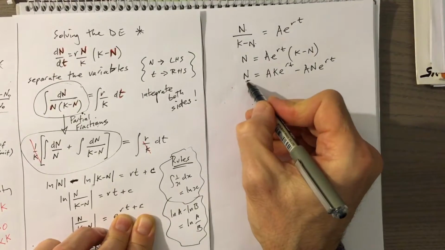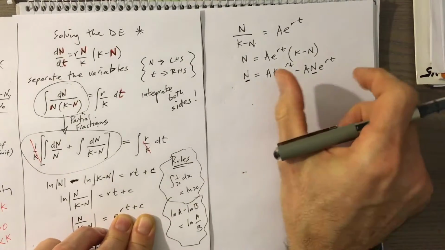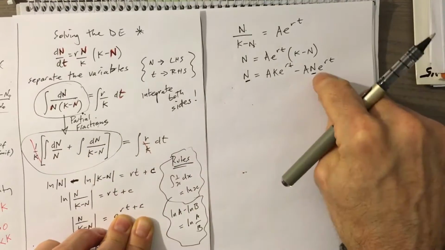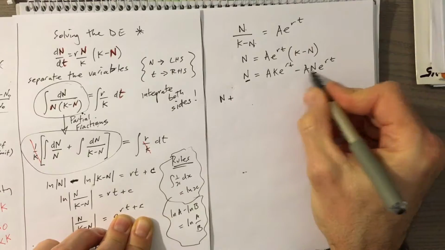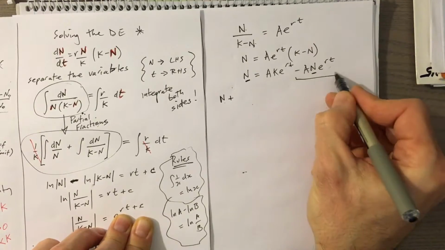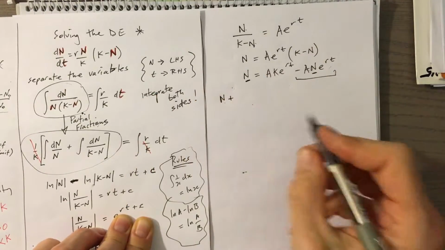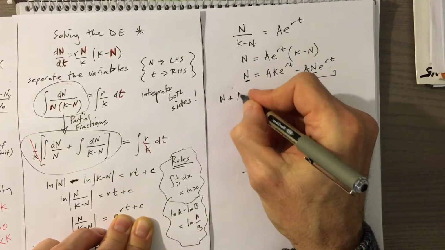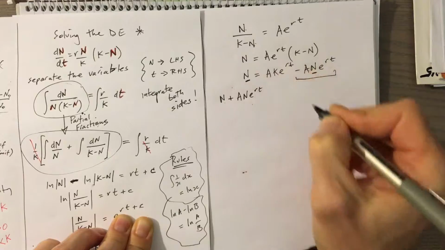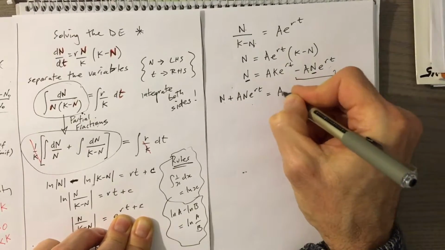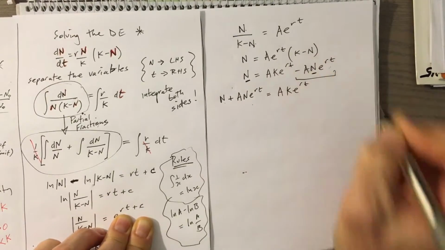Good, so the n we have here and the n we have here, we need to get them together on the same side. So let's move this across. Now we're looking at n plus, because that's a minus term here, so on the other side it becomes a positive term. So we have n plus a n e^(rt) equals a k e^(rt).